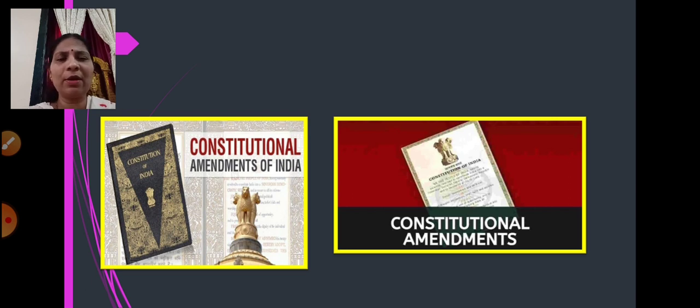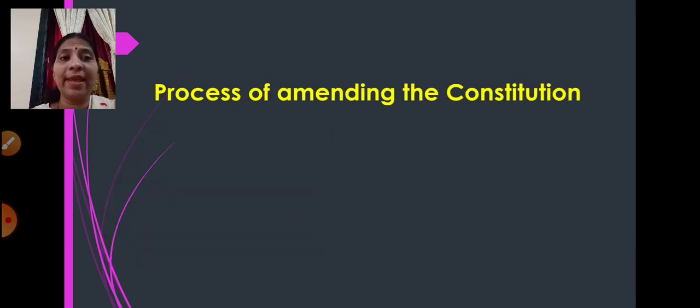Like see, over a period of time your syllabus also changes, isn't it? The syllabus which you are learning now was not the same syllabus which children were learning say 5 to 10 years earlier. So there is a change over there. Similarly, changes or amendments need to be done in the constitution as well. It is not that I feel like doing changes in the constitution, so I will go and do them. No, there are provisions for amending the constitution.